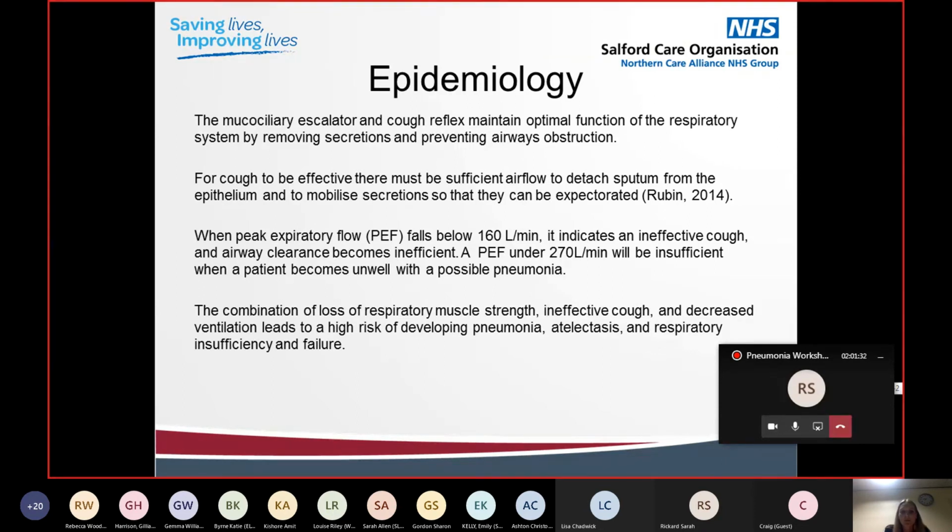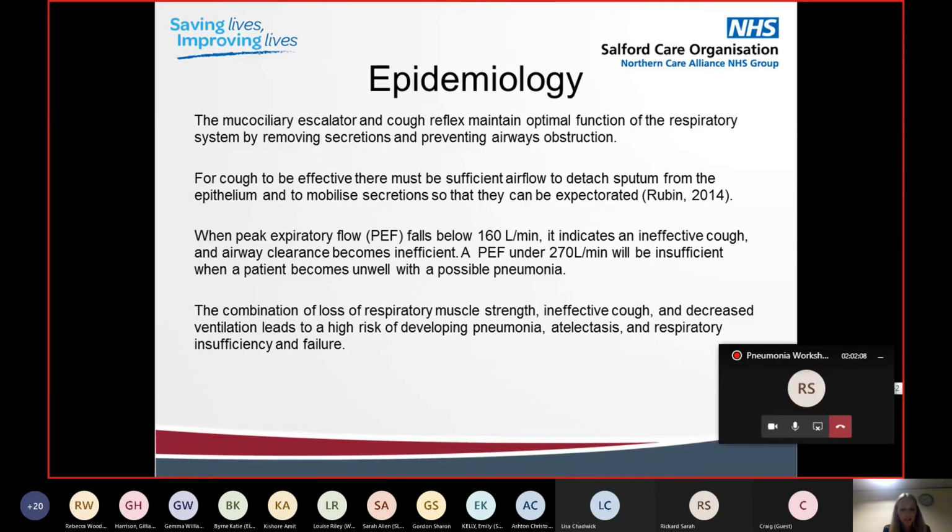When peak expiratory flow falls below 160, it indicates an ineffective cough and airway secretion clearance becomes inefficient. But we do find that patients with a peak expiratory flow of less than 270 will still be inefficient when they become poorly because of a pneumonia. So when we combine respiratory muscle weakness, an ineffective cough and decreased ventilation, this can lead to a high risk of developing pneumonia, atelectasis or respiratory insufficiency.